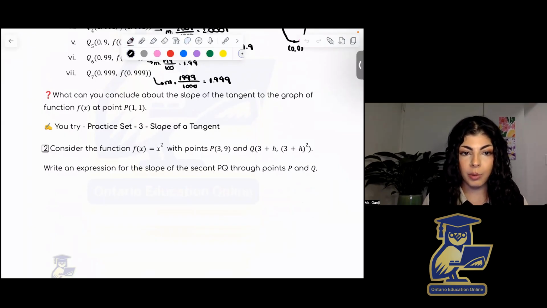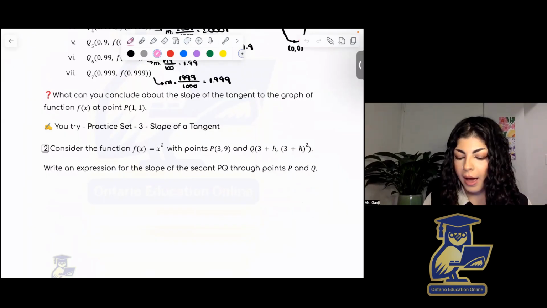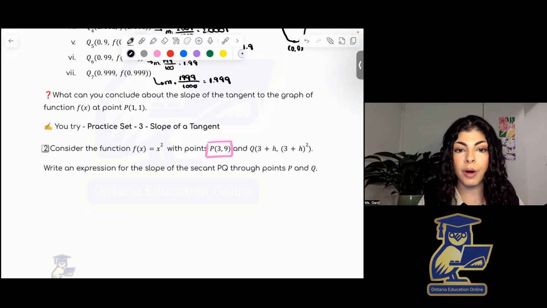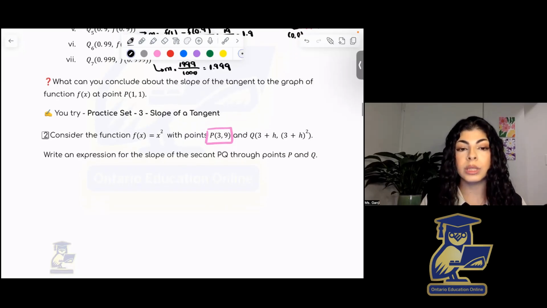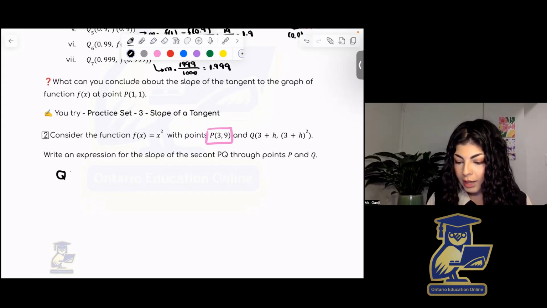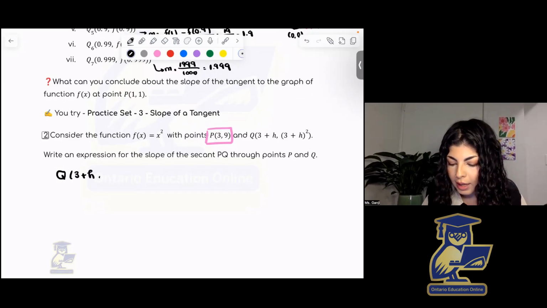So we're working still with the same quadratic function, and now we're told we have the point P(3, 9). And for Q, you're given a generic point, so it's not a specific point, but it's a point that's going to be h away from 3 on the x-axis. And whether h is positive or negative, you can be moving more to the right or the left, and we'll see the case for both. So first, let's try to find an expression for q, which we already have that 3 plus h there, so we want to find 3 plus h squared.